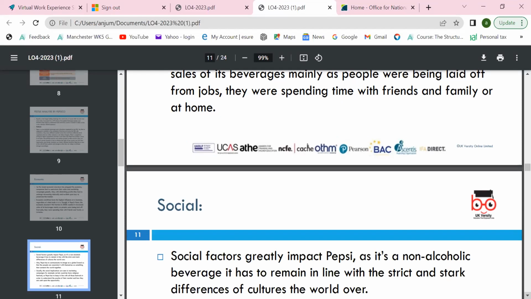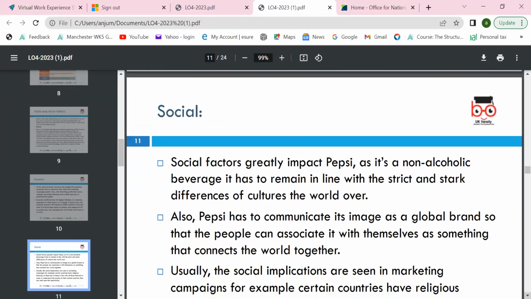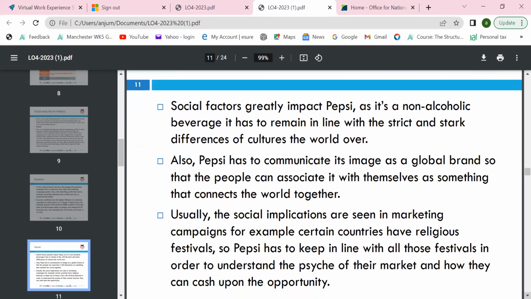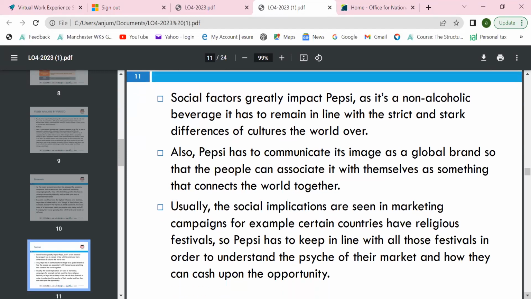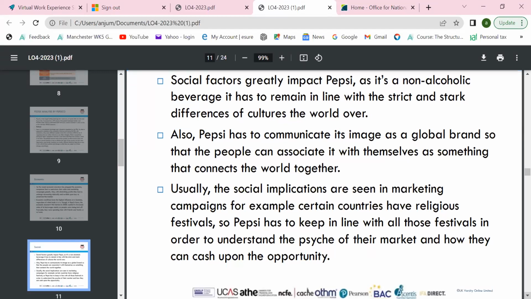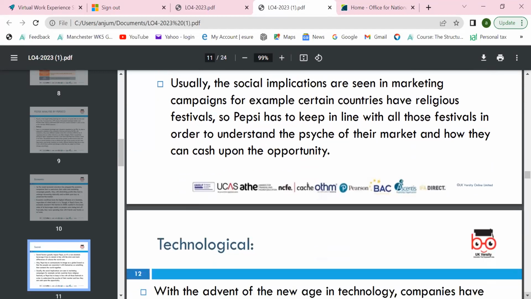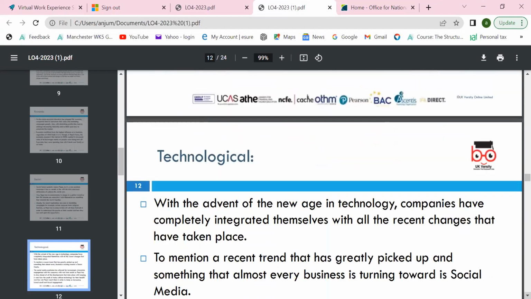Social factors have great impacts on Pepsi, a non-alcoholic beverage. It has remained in line with the strict stock. That's why they started zero sugar, as obesity levels are increasing in society. They're making policies and launching new products, and considering religious belief and religious festivals in different countries. Yes, they try to address the psyche of the market and cash in on the opportunity.